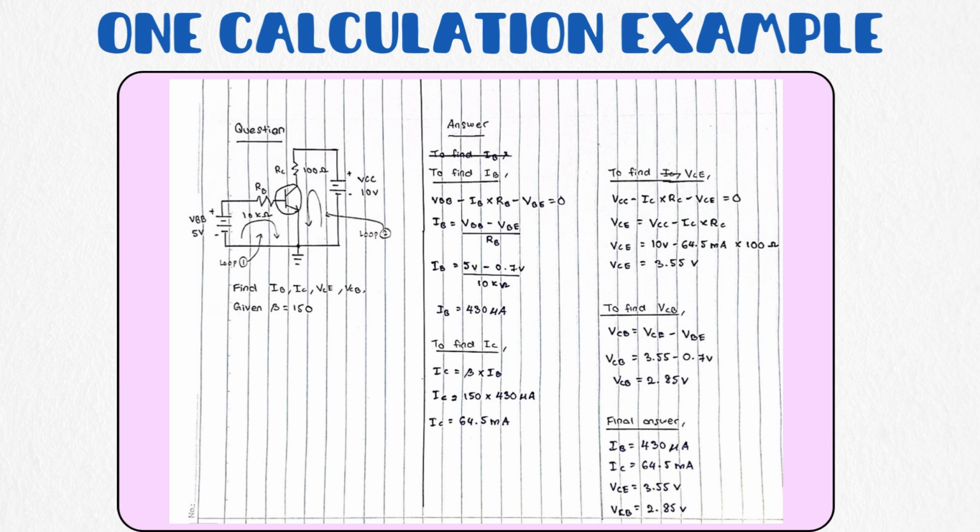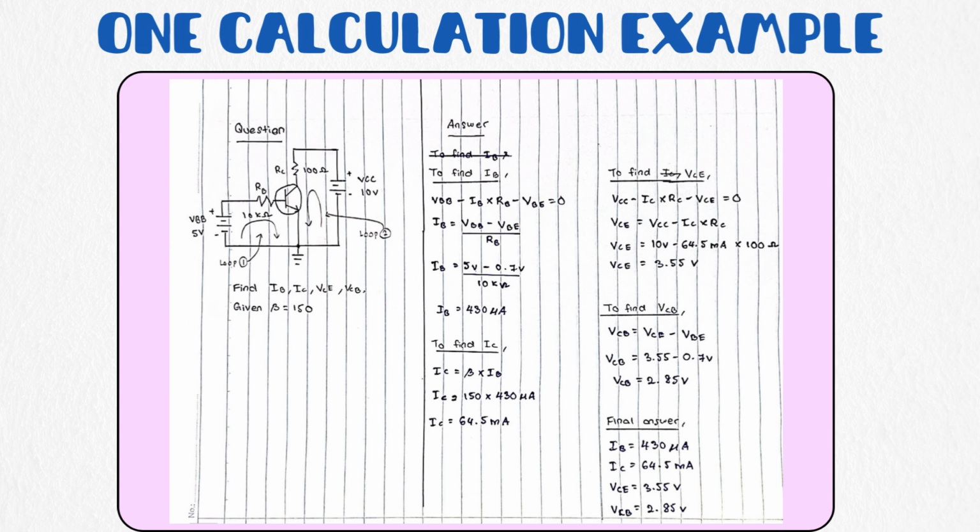So, to find IB, we can use Kirchhoff's voltage law, KVL, which says the total voltage is equal to 0 in loop 1 of the following circuit. And the calculation is VBB minus IB times RB minus VBE equal to 0. We use IB times RB because we use Ohm's law, V is equal to IR.